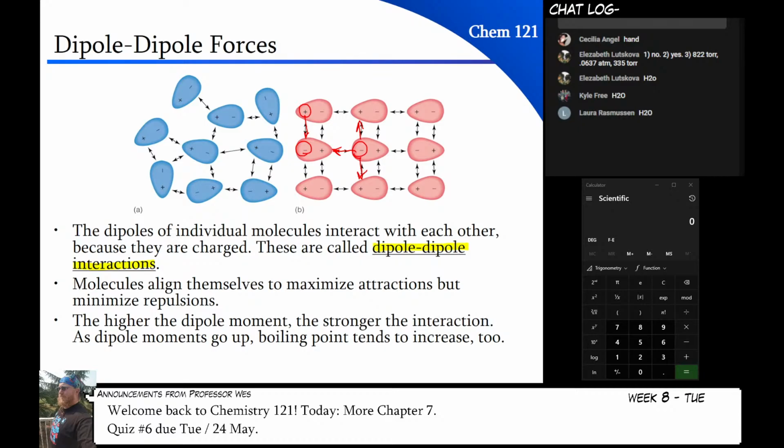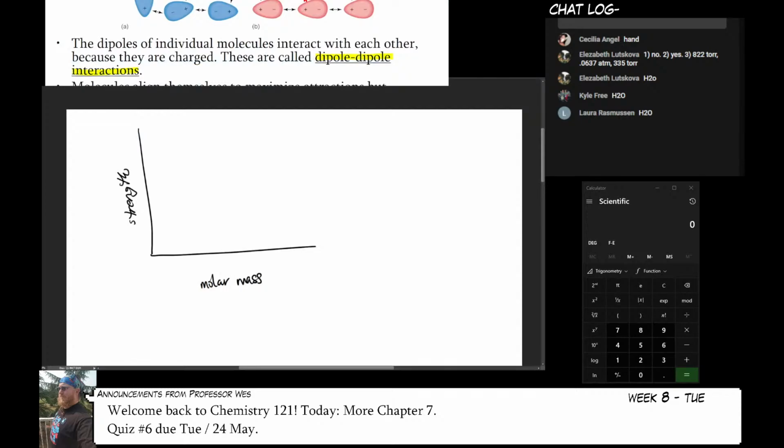Now, what does that mean for our little diagram here? So, dipole-dipole interactions are very strong. And so, we're going to put them relatively high on the chart here. So, blue is going to be dipole-dipole interactions. And those are very strong. I'm going to do something sort of like that.